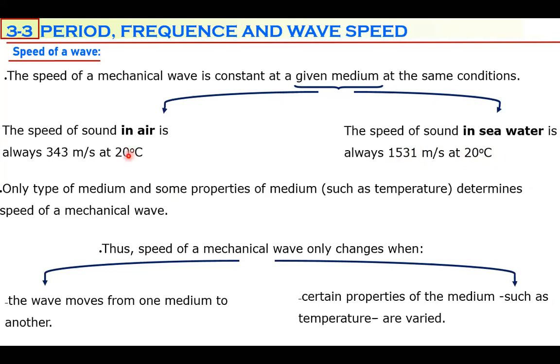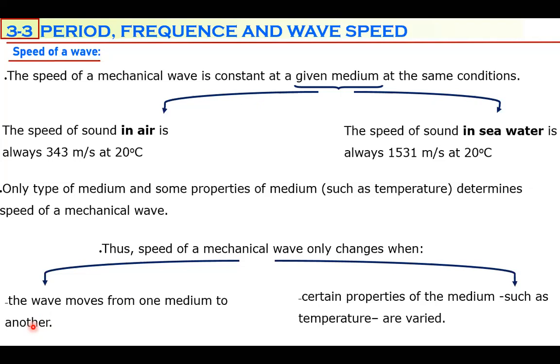Temperatures are the same, both are sound, both are the same type of waves, but speeds are different. Why? One of them is air, the other one is water. So from medium to medium, as you see, speed of a wave changes. Only the type of the medium or some properties of the medium, such as temperature, determines the speed of a mechanical wave. So then we can say that speed of a mechanical wave only changes when wave moves from one medium to another, from air to water, from air to rock, from air to a conductor or a metal.